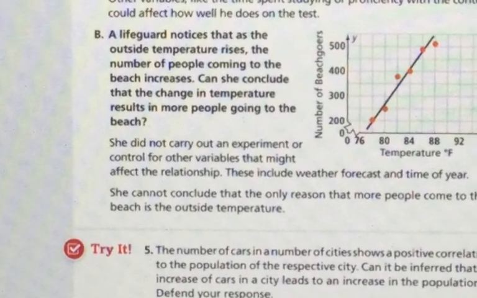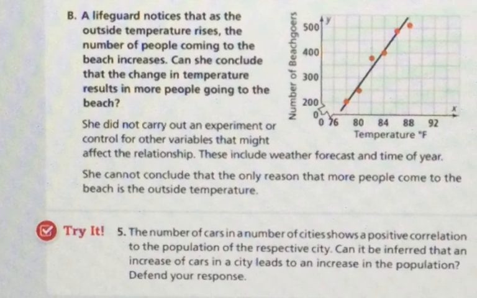Okay, let's look at B part. It says a lifeguard notices that as the outside temperature rises, the number of people coming to the beach increases. So can she conclude that the change in temperature results in more people going to the beach? Well, in general, yeah, I would say that's probably true. The higher temperature it is, the more people go to the beach. But she didn't carry out an experiment or a control for other variables that might affect the relationship. So why else do you think more people might go to the beach when it's hotter?